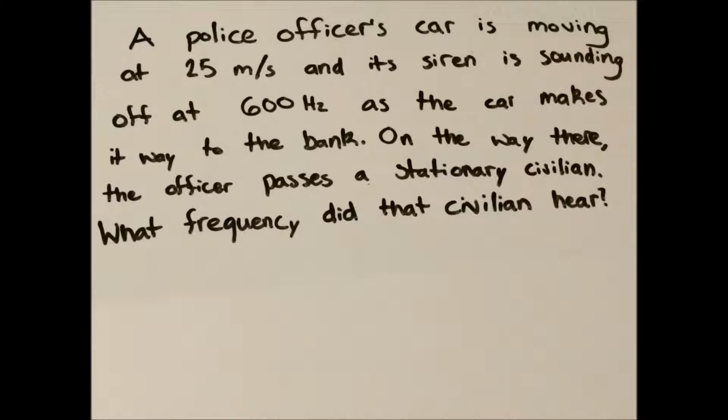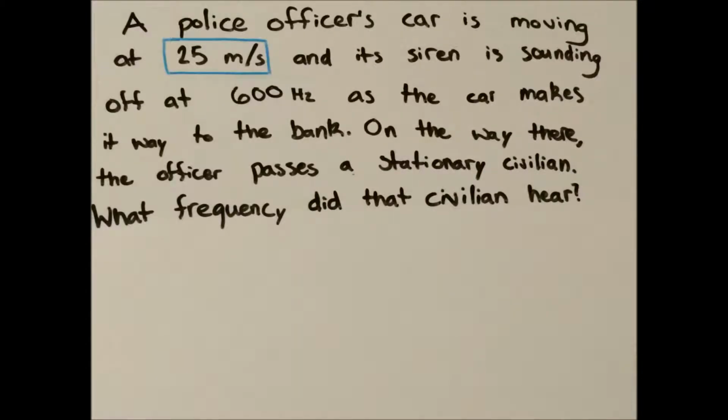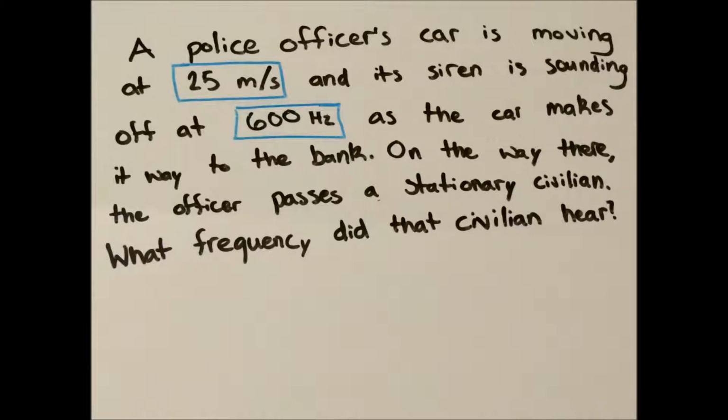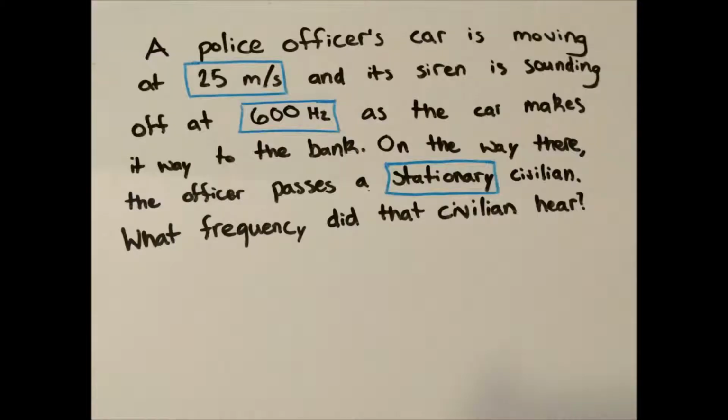First things first, let's analyze the information that's been given to us. First of all, we're told that the velocity of the car is 25 meters per second. Next, we see that the frequency of the siren itself is 600 hertz at the source. Lastly, we're told that the civilian is stationary, which means he is not moving, so his velocity will be 0 meters per second.